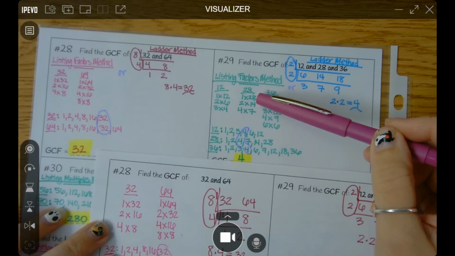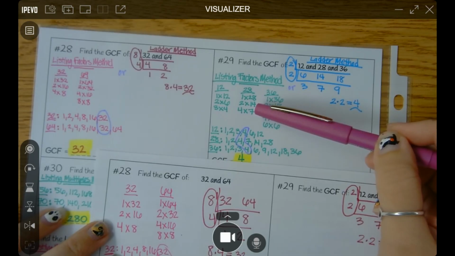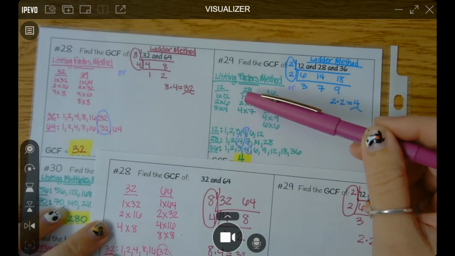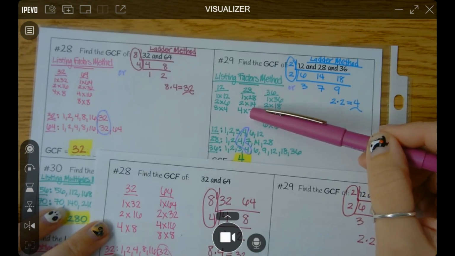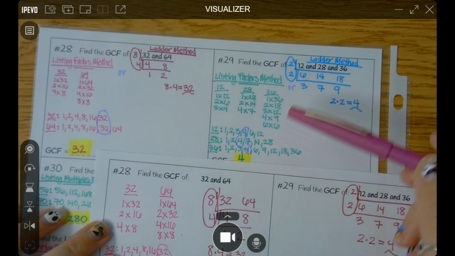28, 1 times 28, 2 can go in 14 times, 3 can't go in, 4 goes in 7 times, 5 can't go in, 6 can't go in, 7 is already used, so I have them all. So 1, 2, 4, 7, 14, 28. And there's all your factors of 28.